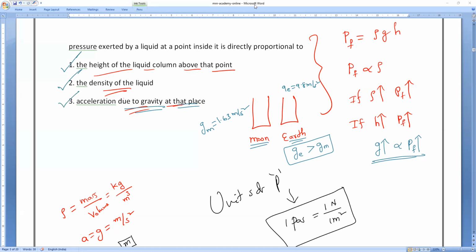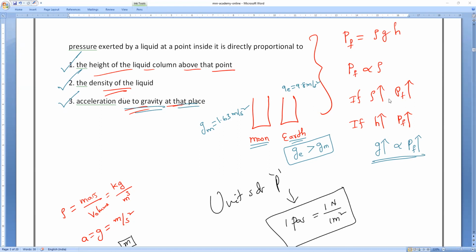Any doubt, you can ask me, or else you can write it. So keep in mind, the pressure exerted by liquids or gases or fluids always depends on these things: the height of the liquid column above the point, the density of the liquid, and the acceleration due to gravity at that given place. At that given place, the acceleration due to gravity decides the pressure exerted by fluids. If anybody has any doubt, you can ask me.